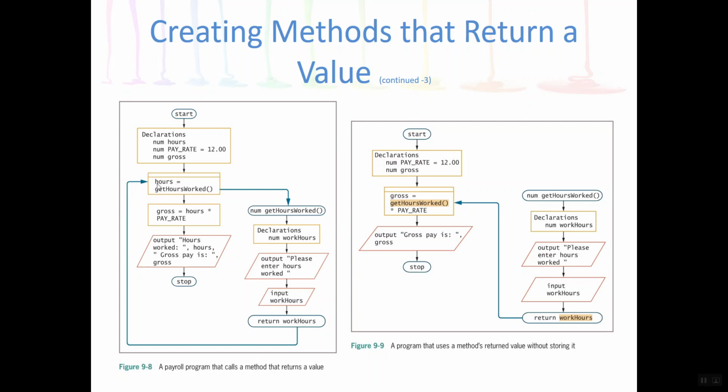The reason why we wanted to assign it to hours is because the next step is to use it in the calculation. So hours equals is important. That has to be on the left side. We're kind of dipping down into two lines here just because we're running out of space. But this is an assignment statement that says set hours equal to whatever get hours worked returns. So get hours worked is evaluated first, returns a value such as 40, and then hours is set equal to 40. So that's how a return type works.